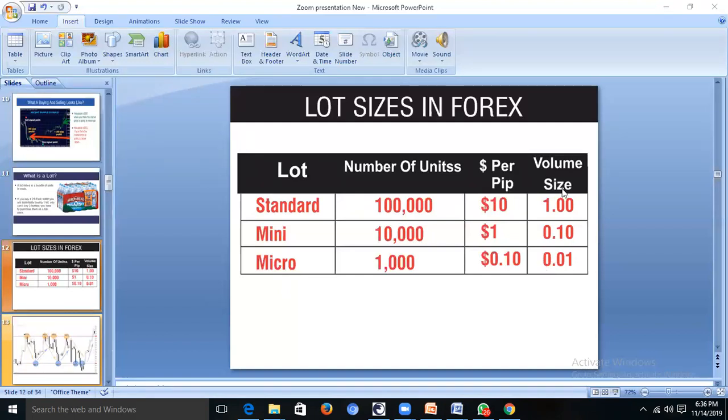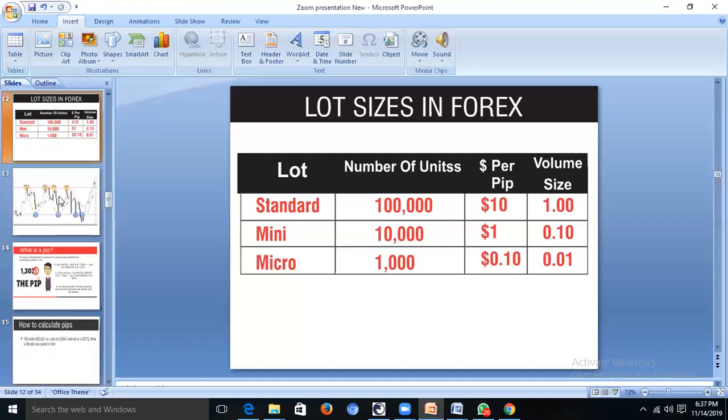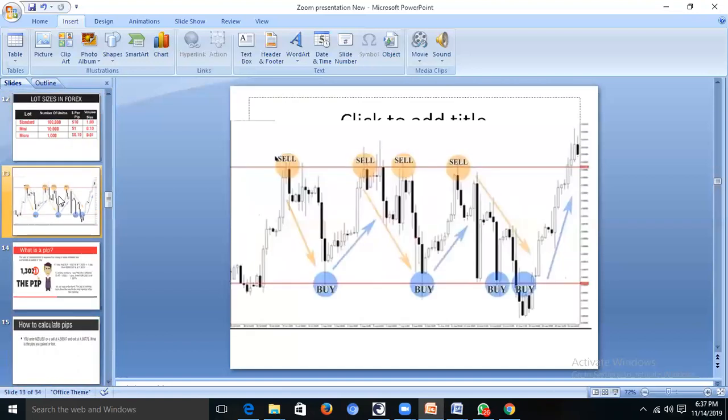This is where most people make mistakes, even professionals. When I started, I made that mistake. I was trading a standard lot, thinking I was trading with a micro lot, not knowing that I was trading with a mini lot. I lost a lot of money in that. I was learning just like most people right now until I got used to it. So just get used to these volume sizes, so you don't make the mistake I initially made when I was learning.